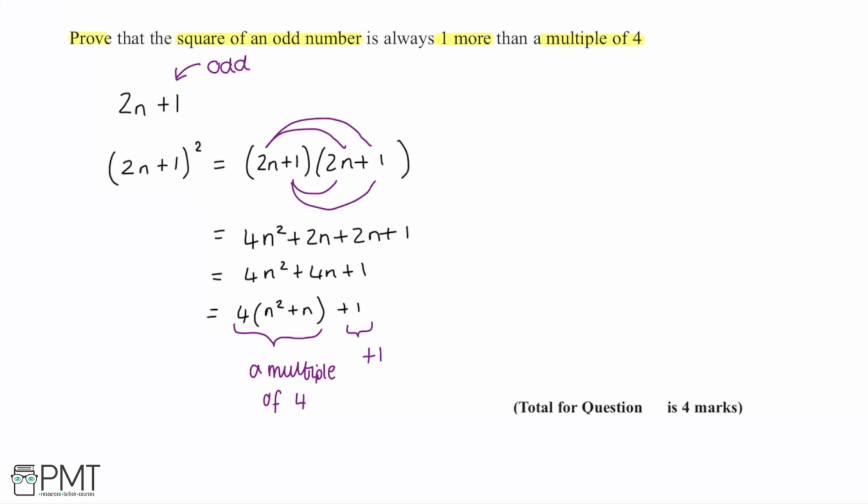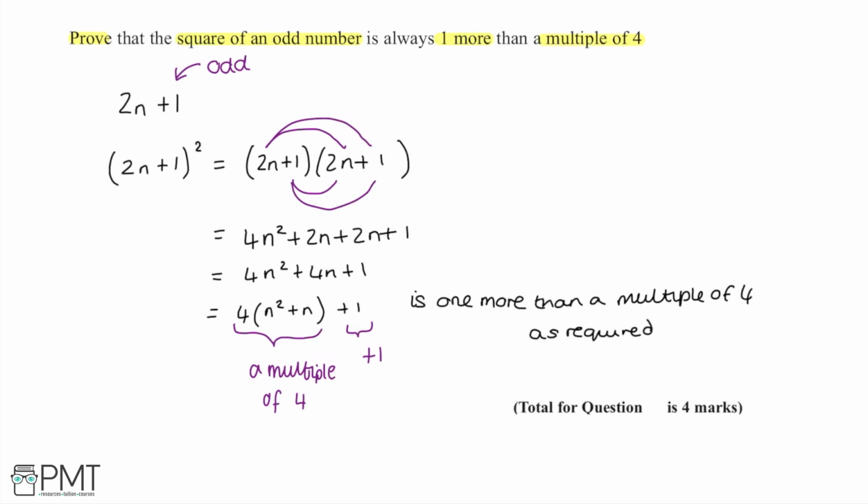So this way of writing the expression, 4 lots of n squared plus n, plus 1 separately, is going to show that the square of an odd number is always one more than a multiple of 4, 1 greater than a multiple of 4. So I can just conclude by saying this is one more than a multiple of 4, as required.